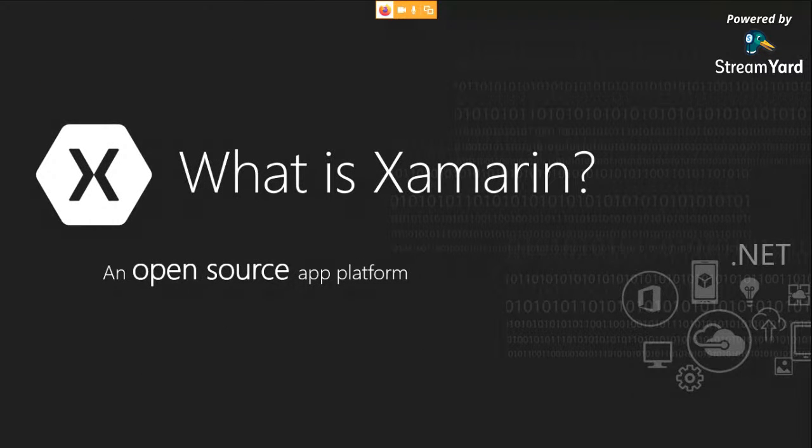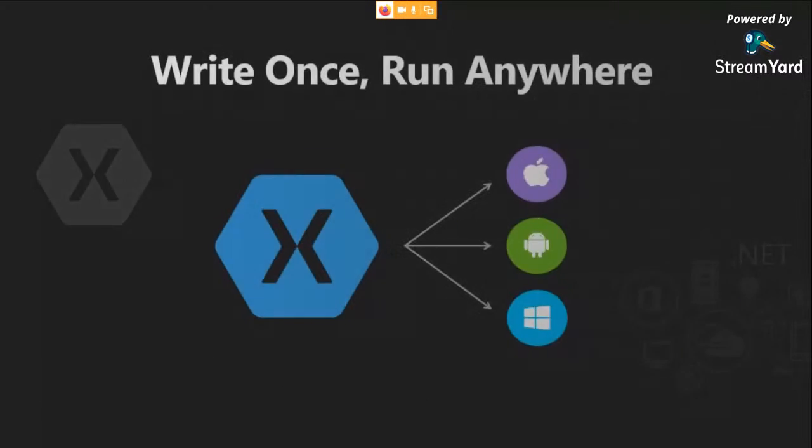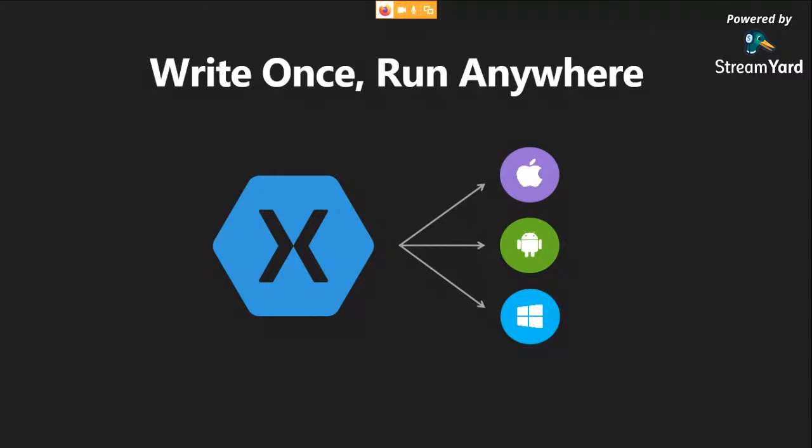So what is Xamarin? Xamarin is an open source platform from Microsoft for building cross-platform applications targeting Android, iOS, macOS, tvOS, and watchOS, with a single shared code base in C#. If you had attended the previous sessions of Anbu, you would have known that there are two approaches in Xamarin, the traditional approach and the Xamarin Forms approach. In this session, we are predominantly going to see the Xamarin Forms approach and its advantages.